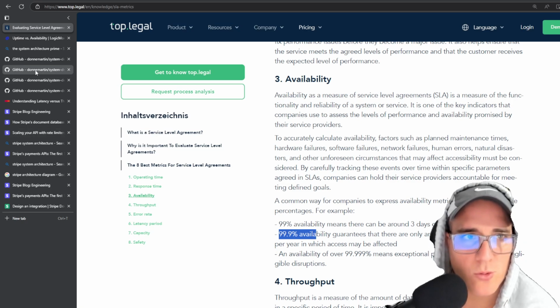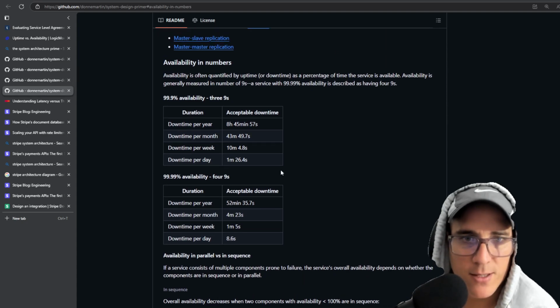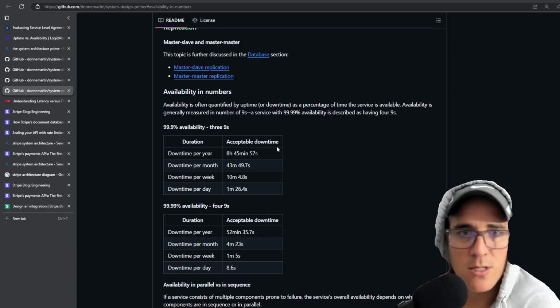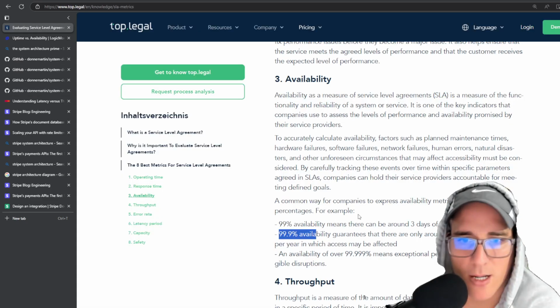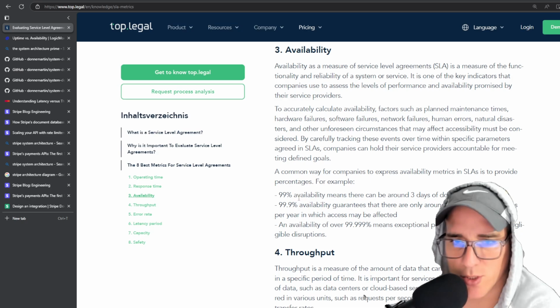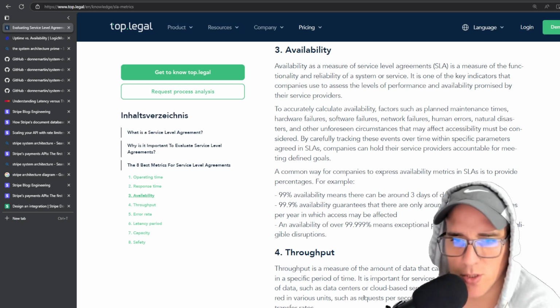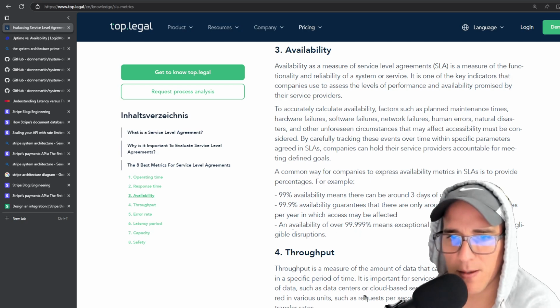I'm going to show you this table with the specific availability percentages and the acceptable downtimes, because I think it's better explained than just here. But in general, what is important to understand is that 99% availability means only around 3 days, 99.9% around 8 hours and 45 minutes, and five nines is an exceptional performance, which is very important. Sometimes it is very hard to reach, depending on the type of system you are designing.